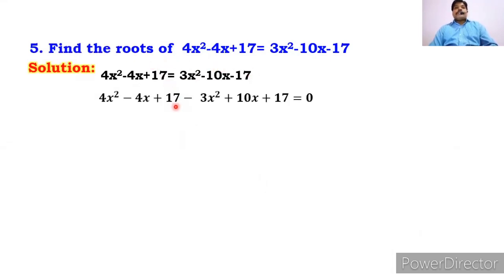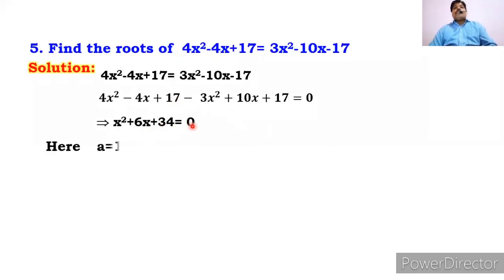So 4x² − 4x + 17, take the 3x² to this side, it becomes −3x², and −10x comes to this side and becomes +10x, and −17 becomes +17, equal to 0. So 4x² − 3x² is x², −4x + 10x is 6x, and 17 + 17 is 34. So x² + 6x + 34 = 0. This is the standard form of the given quadratic equation.